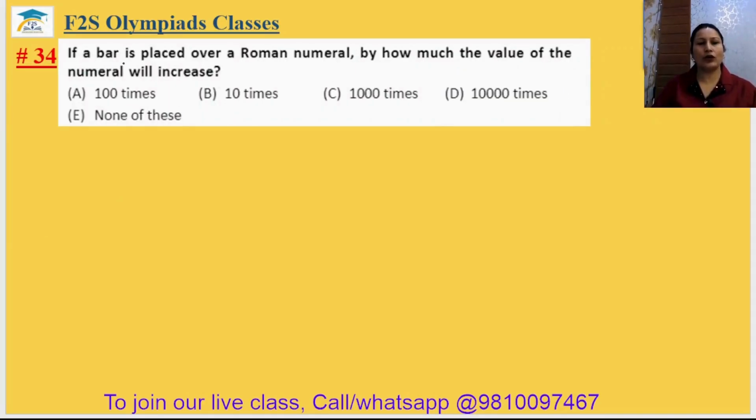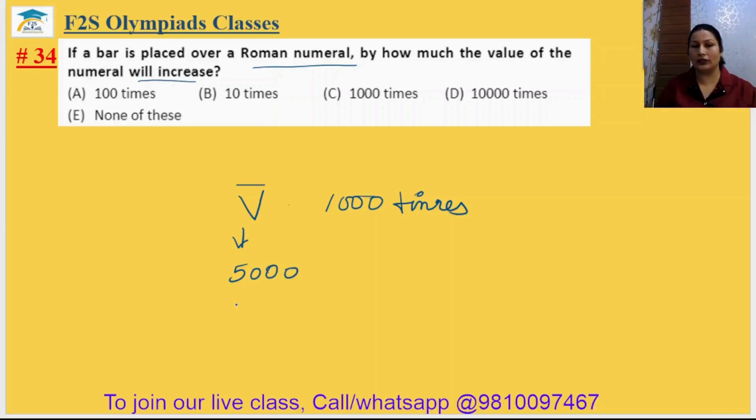34. If a bar is placed over a Roman numeral, by how much will the value of the numeral increase? So like this is a Roman numeral, and if we put a bar on it, it will increase by 1000 times. You can say its meaning is 5000. Answer should be C. 34th answer is C.